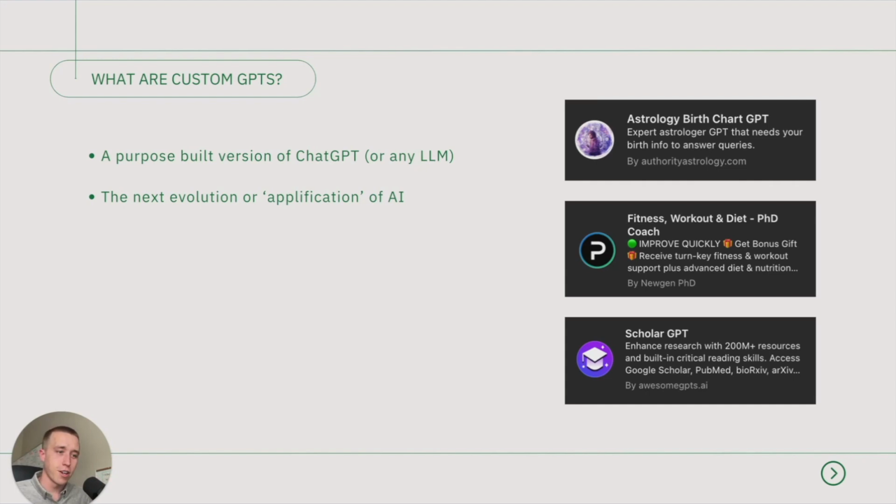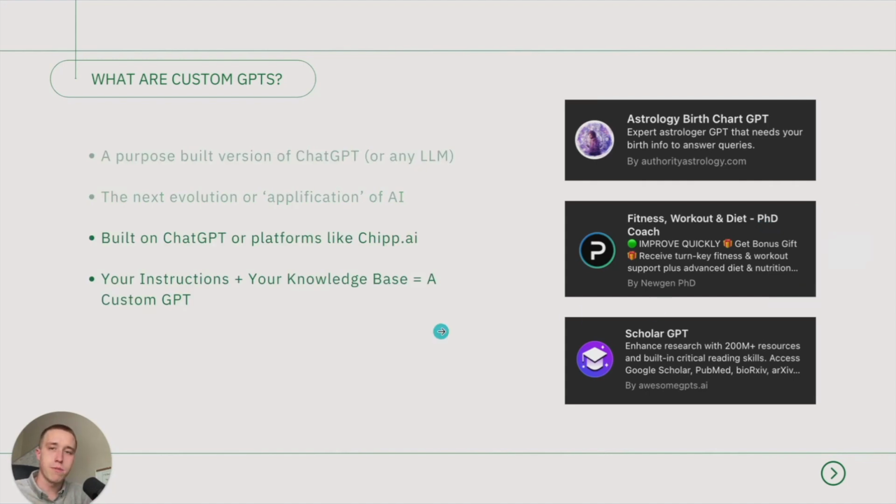So they're going to be even more hyper-personalized and effective for every individual because they're built specifically for them, which I think is super, super cool. So that's what custom GPTs are. You can build them on ChatGPT or on a platform like chip.ai.